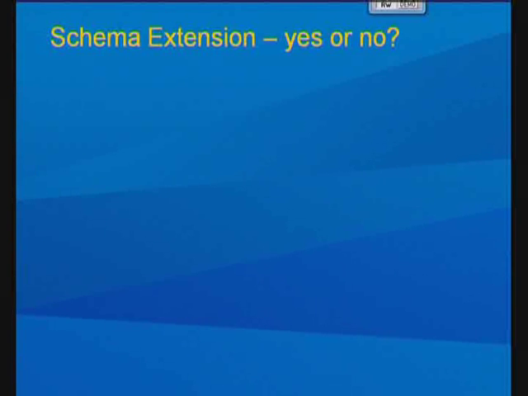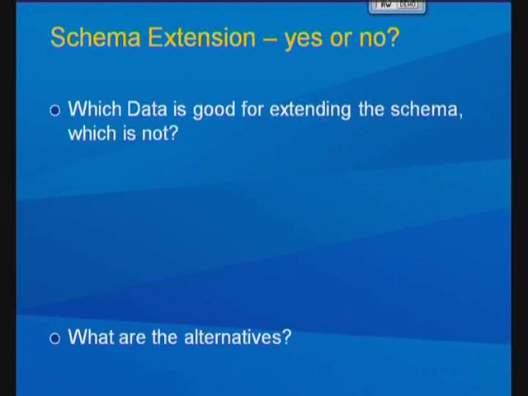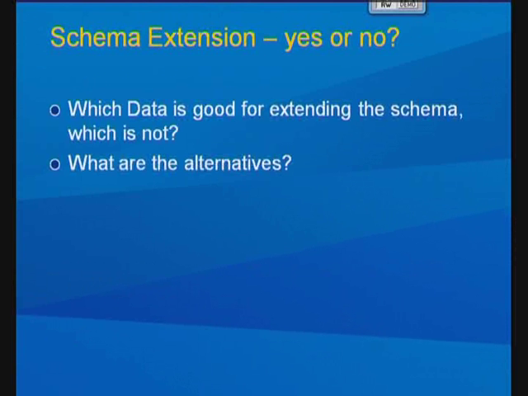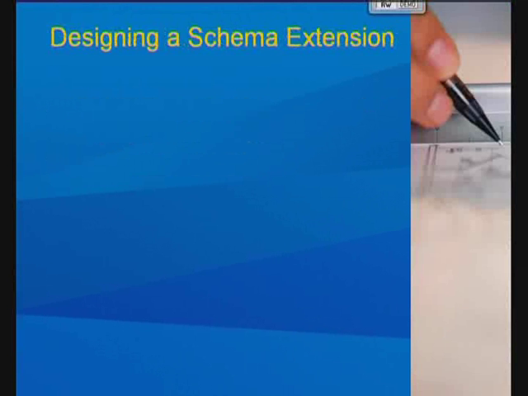Okay, let's go on. Schema extension, yes or no? We have 2 points here. First, which data is good or not good for extending the schema? Because we might not have the appropriate data for what we want to store in some kind of directory. And do we have alternatives? Where can we store the data alternatively?